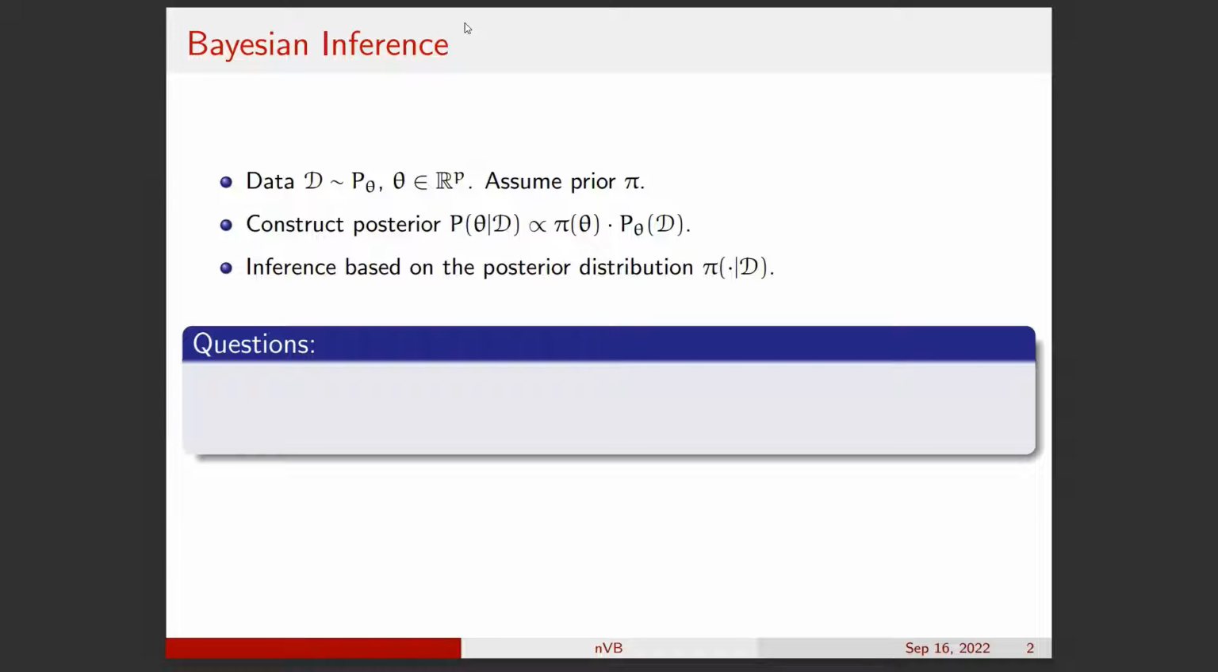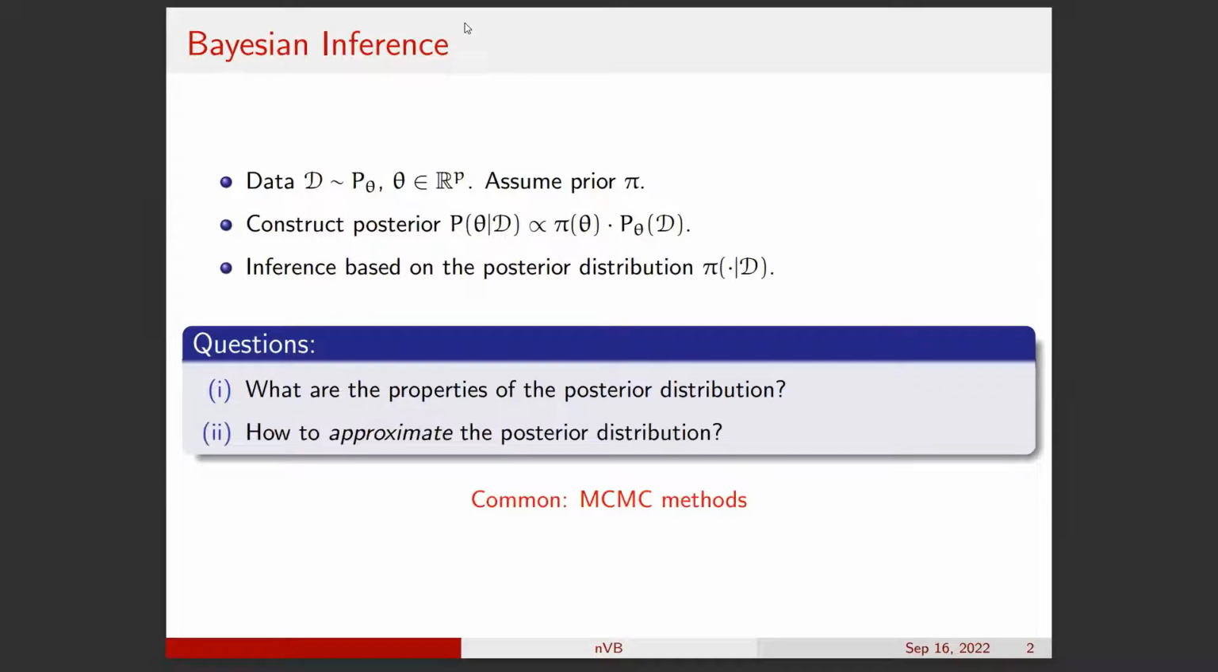Now, there are two main questions, right? The first is, okay, what are the actual properties of the posterior distribution? Like, is it giving us something reasonable? Is it efficient, and so on and so forth? And then there is a more practical question as to, okay, I have this posterior distribution, how do I actually work with it, right? So how do I actually maybe draw approximate samples? How do I approximate integrals under this posterior distribution, right? Now, for the second question, the most common approach traditionally has been to use Markov chain Monte Carlo methods.